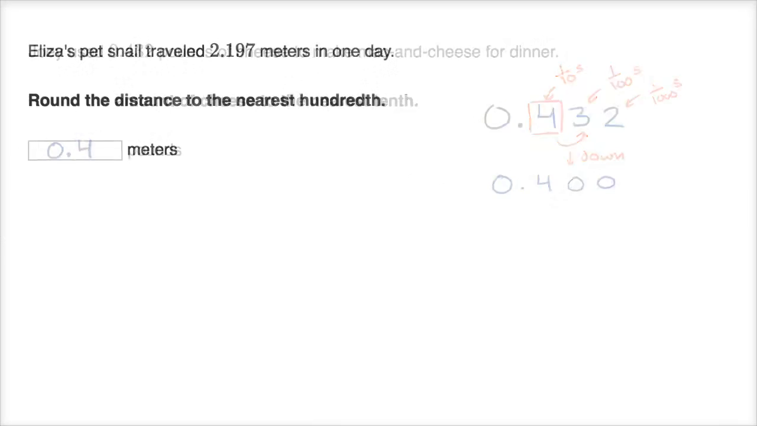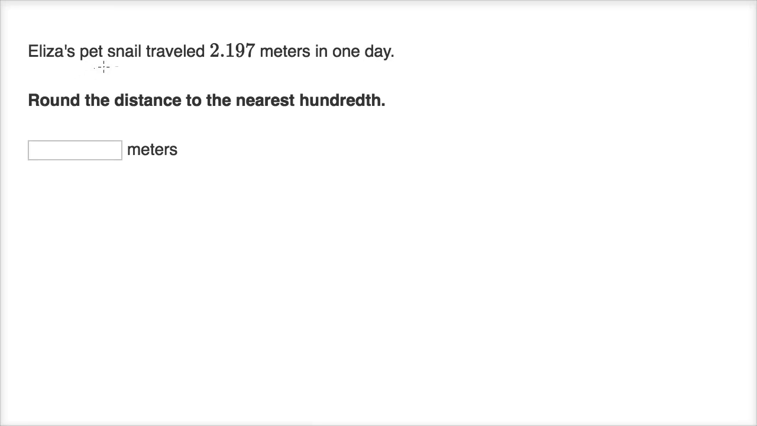Let's do another one. Eliza's pet snail traveled 2.197 meters in one day. Round the distance to the nearest hundredth. So pause this video and see if you can do that. Round the distance to the nearest hundredth. So it's 2.197. This is the hundredths place right over here.